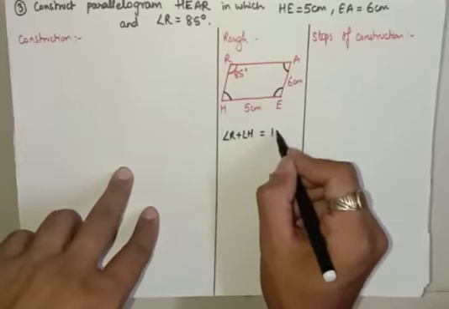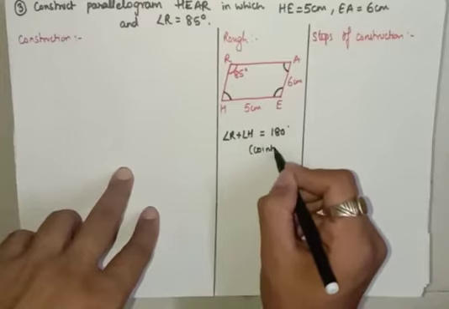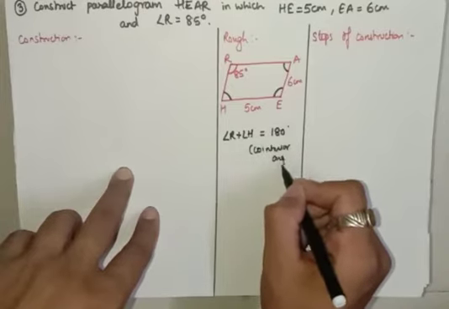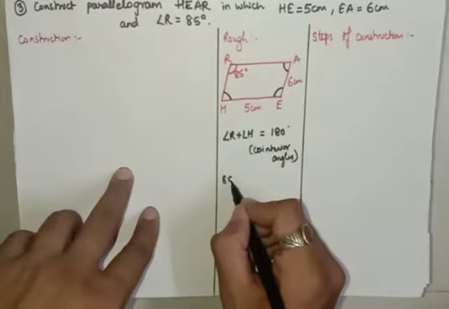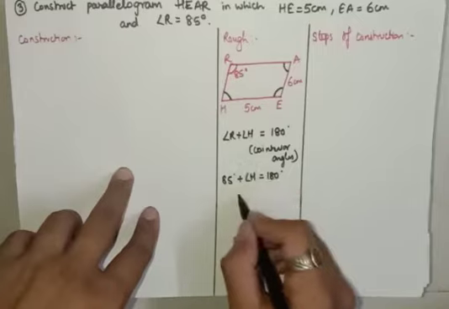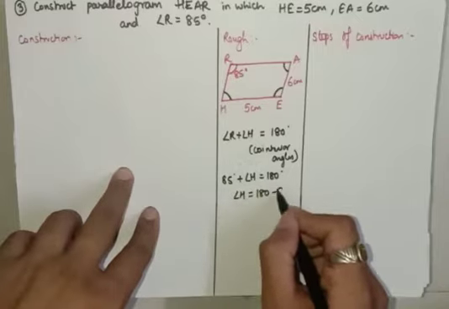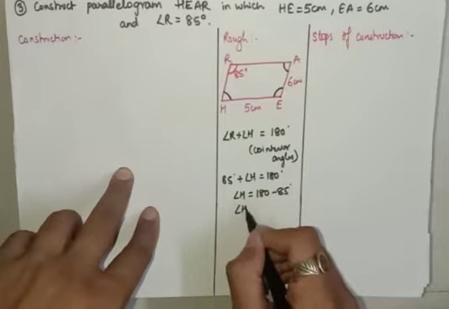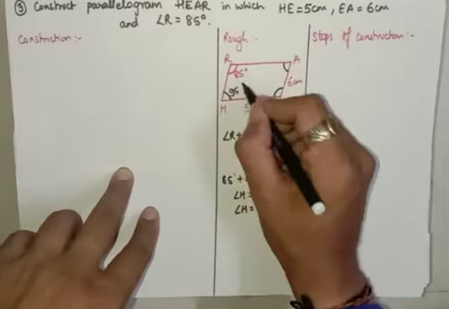will together form an angle of 180 degree because they are co-interior angles. So angle R value is 85 degree plus angle H equal to 180 degree. So angle H will be equal to 180 minus 85. So I get angle H equal to 95 degree.